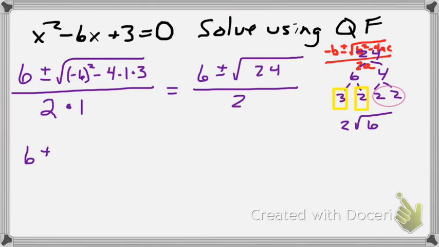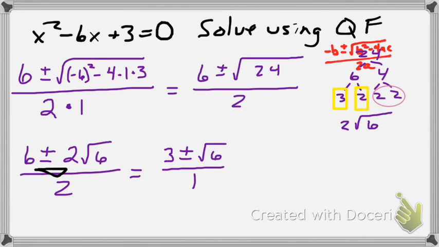So my answer then becomes 6 plus 2 root 6 over 2. Root 24 becomes 2 root 6. Checking your triangle, it looks like I can divide each of those by 2, becoming 3 plus 1 root 6 over 1. The root 6 that's under the root is separate from this triangle business. It's not involved in that. And then if you really want to look cool, you get rid of that 1 on the bottom. And your answer is 3 plus or minus root 6.